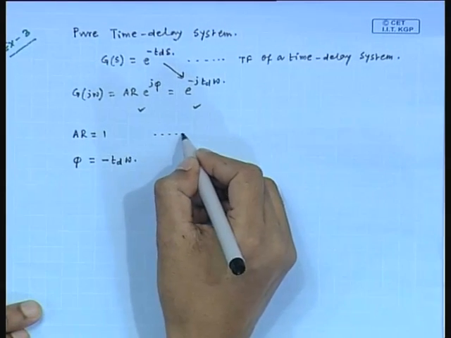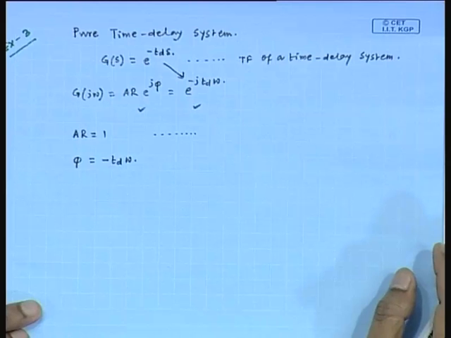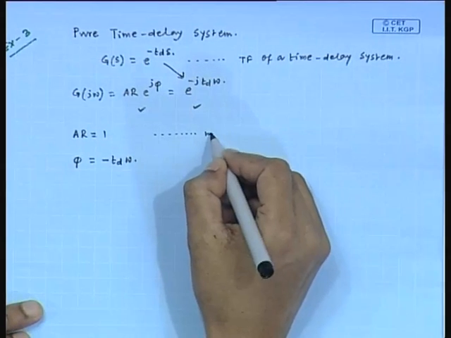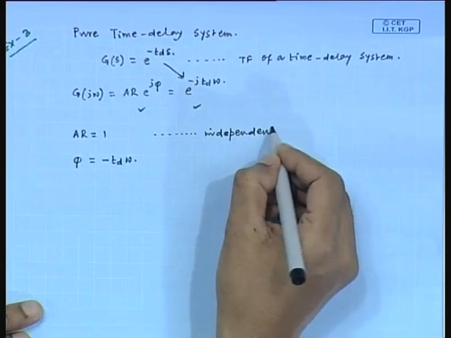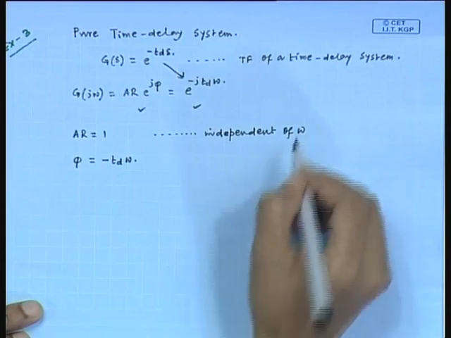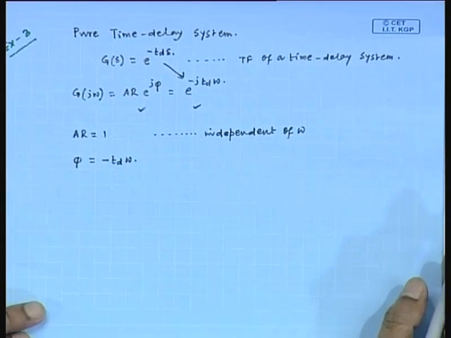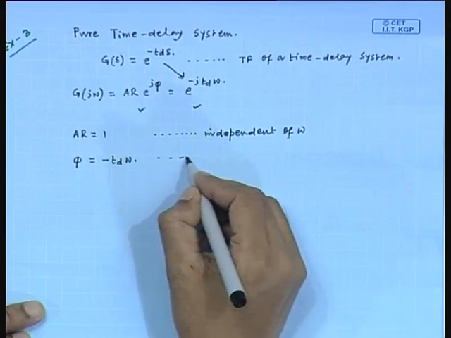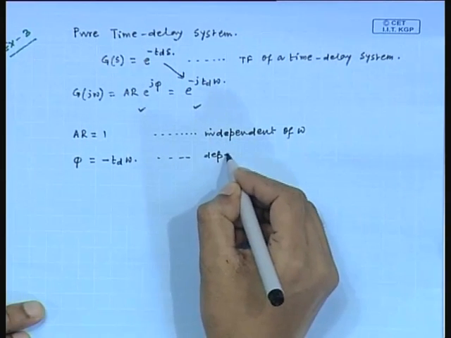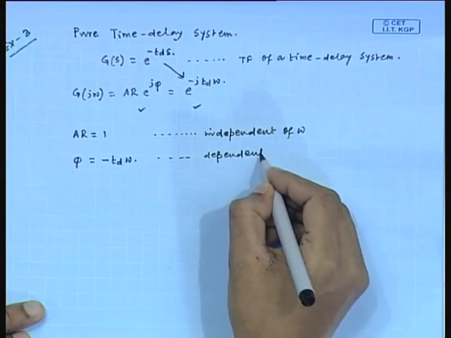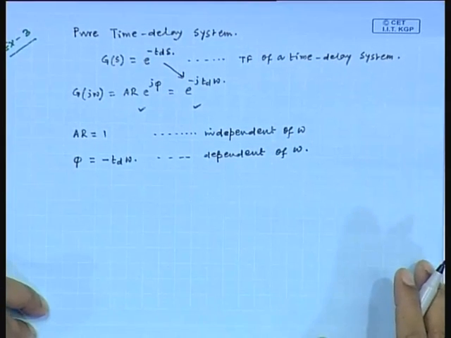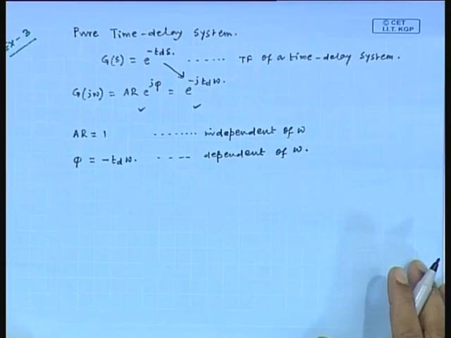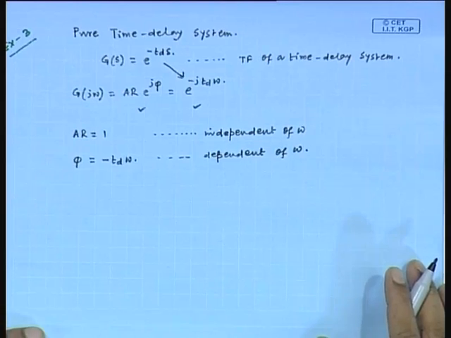So, the expression of amplitude ratio is independent of omega. But phi depends on omega. So, this is dependent on omega. Next, we will produce the Bode plot for this pure time delay system.